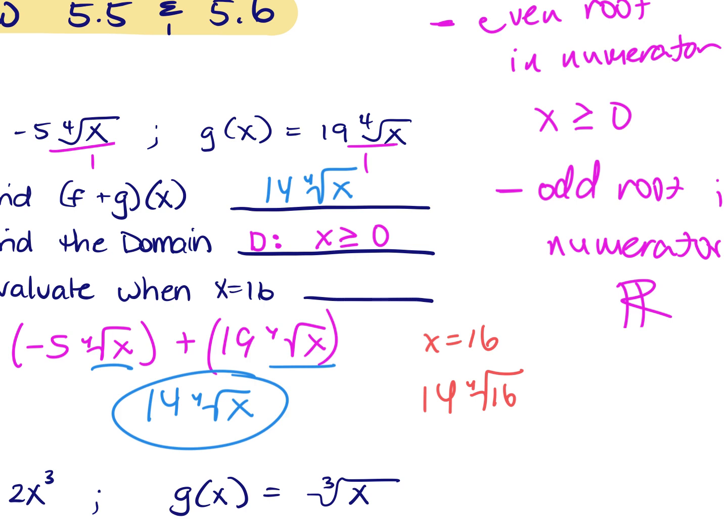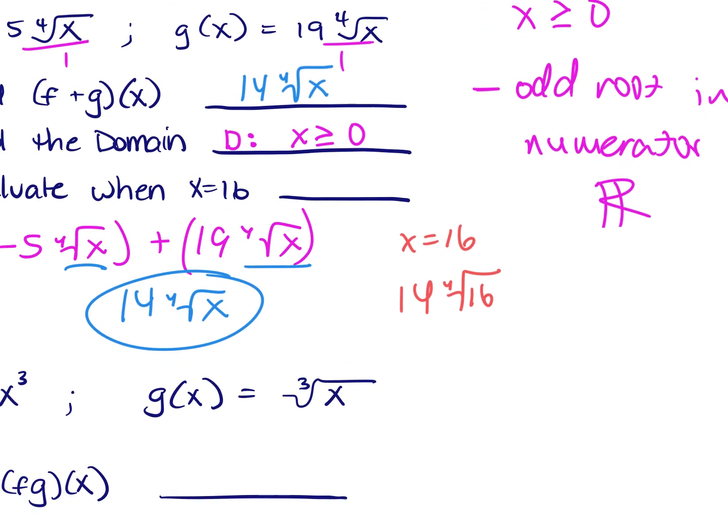What do you evaluate first? Right, the root. What is the 4th root of 16? What number times itself 4 times gives me 16? 2. So then 14 times 2 is 28. Perfect.